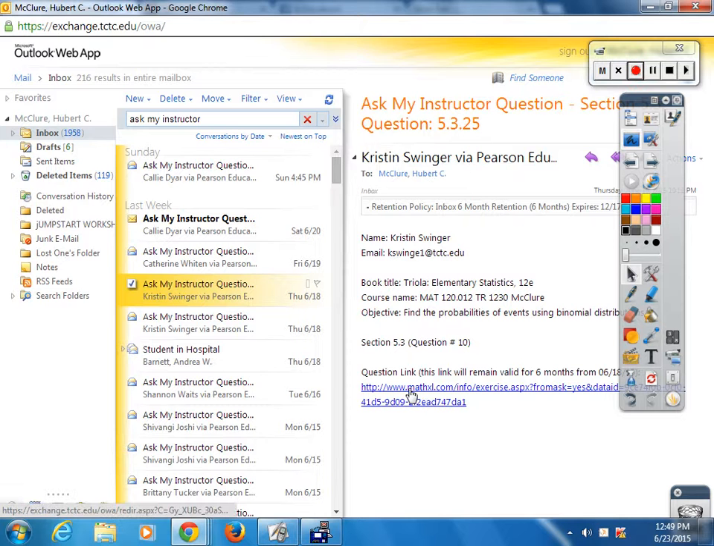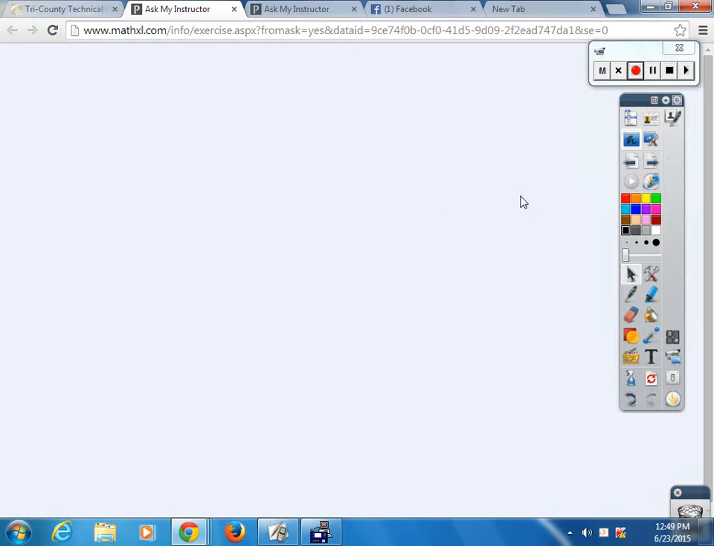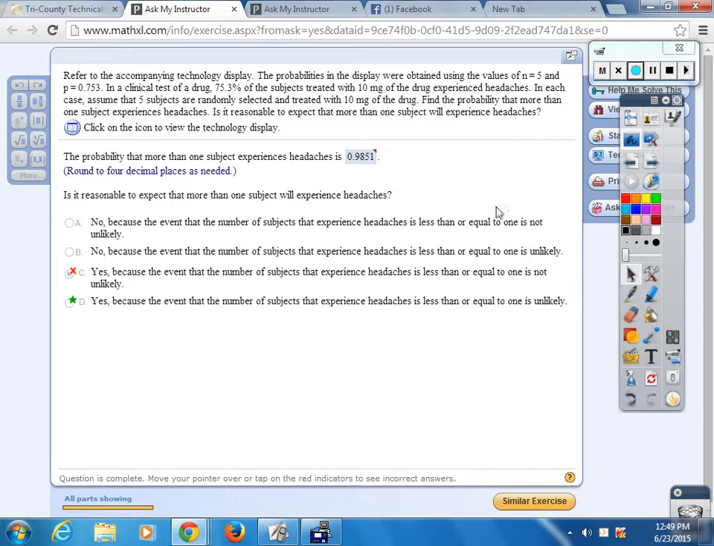5.3, 25/10. I forgot it. It's 26/10. Refer to the accompanying technology display. The probabilities in this display were obtained using the values of n equal to 5 and p equal to 0.753. I wonder what those are going to be used for.